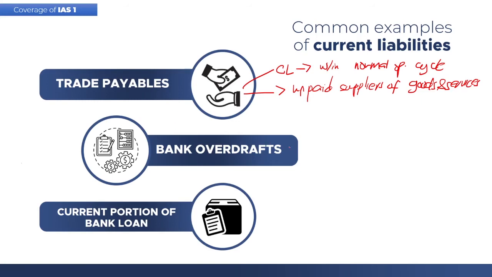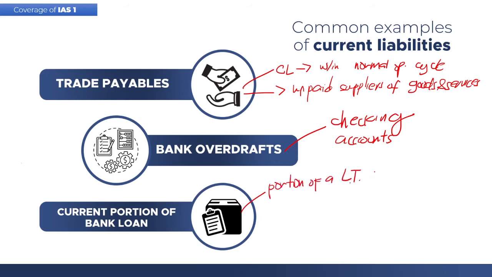So next are the bank overdrafts. These are coming from checking accounts with the banks, and they are expected to be settled in the short term as well. The third one is the current portion of the bank loan. This is the portion of a long-term loan that is due to be settled within 12 months after the reporting period.